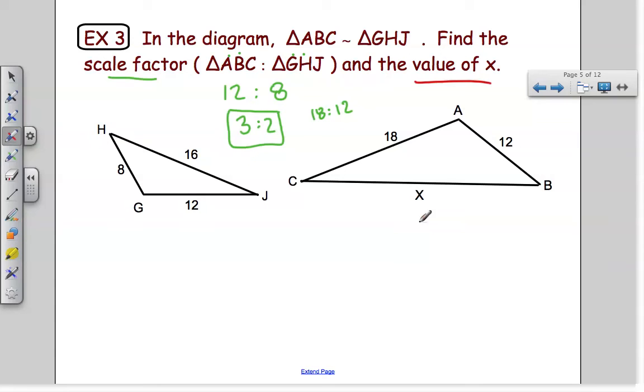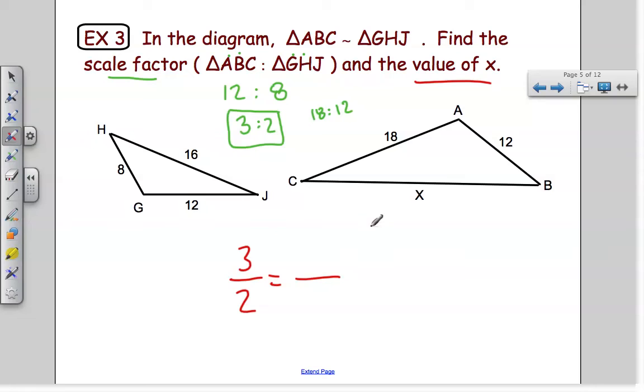Next, find the value of x. To find x, I'm going to have to set up a proportion. So first time I'm using similar figures to find an unknown side using a proportion, but I know all the sides are in the ratio of 3 to 2. Or I could use 12 to 8, or I could use 18 to 12. They're all the same as 3 to 2. But since those are smaller numbers and I like that better, I'll use 3 to 2.